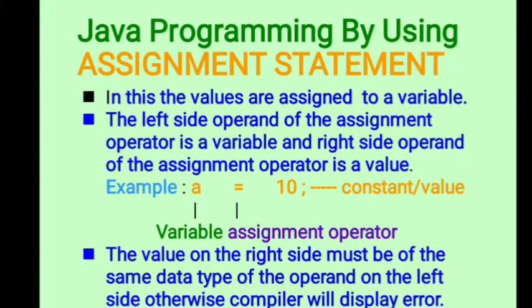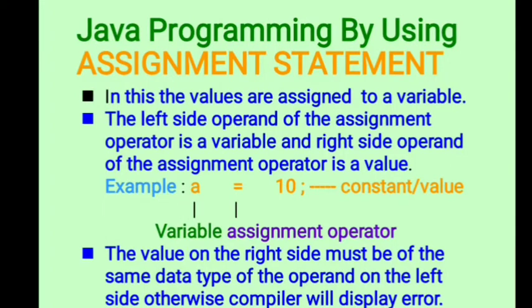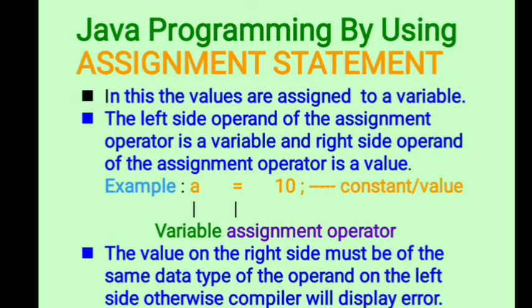The value on the right side must be of the same data type as the operand on the left side. Otherwise, the compiler will display an error. For example, in this case, double is the data type, a is a variable. When you write the value, it should match the data type. So, if you write 10, it will mismatch. So, what you have to do is use a decimal point, that is 10.0.